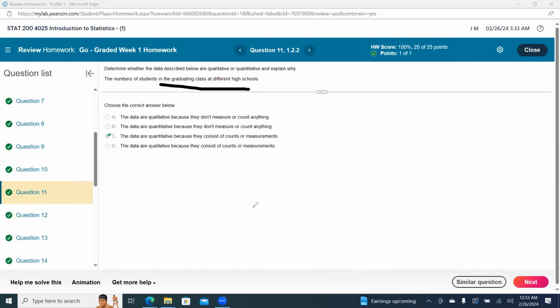The number of students, blah, blah, blah. We don't even have to read the question. It's quantitative because their measurements are numbers.